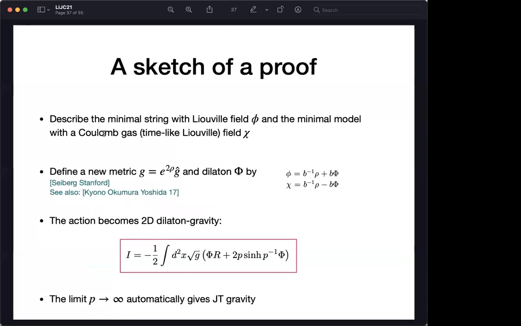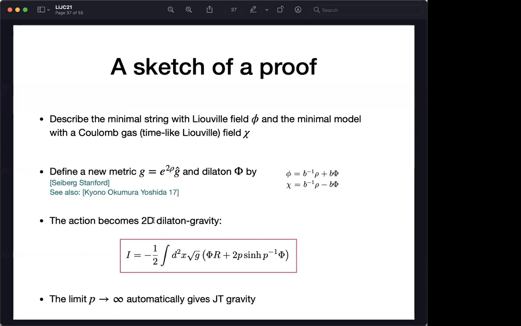So I can give you a sketch of a proof. We can describe the minimal string as a Liouville field phi coupled to the minimal model, where the minimal model we describe in a Coulomb gas formalism as a timelike Liouville field chi. And now you can define a new metric in this way and a dilaton by these field redefinitions. So in the minimal string, this factor will have a phi, a Liouville field, but instead what we call the metric will have this rho, which is a linear combination of the Liouville field and the minimal model Coulomb gas field chi. So it's a field redefinition of these two fields.